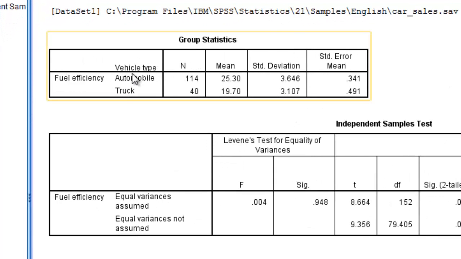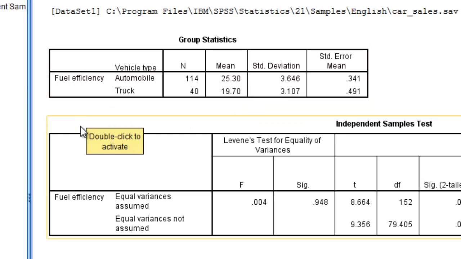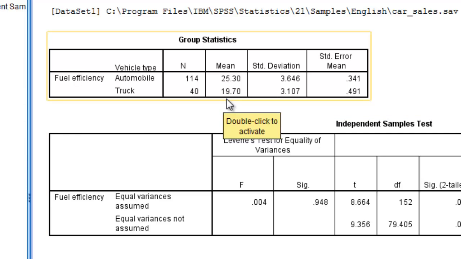And what we see here are, first of all, our vehicle type is automobile or truck. There's 114 automobiles and only 40 trucks. It gives the mean miles per gallon for automobiles as 25.3. The mean fuel efficiency for trucks, 19.7. So certainly trucks seem to be getting fewer miles per gallon, so less efficient than are the automobiles.